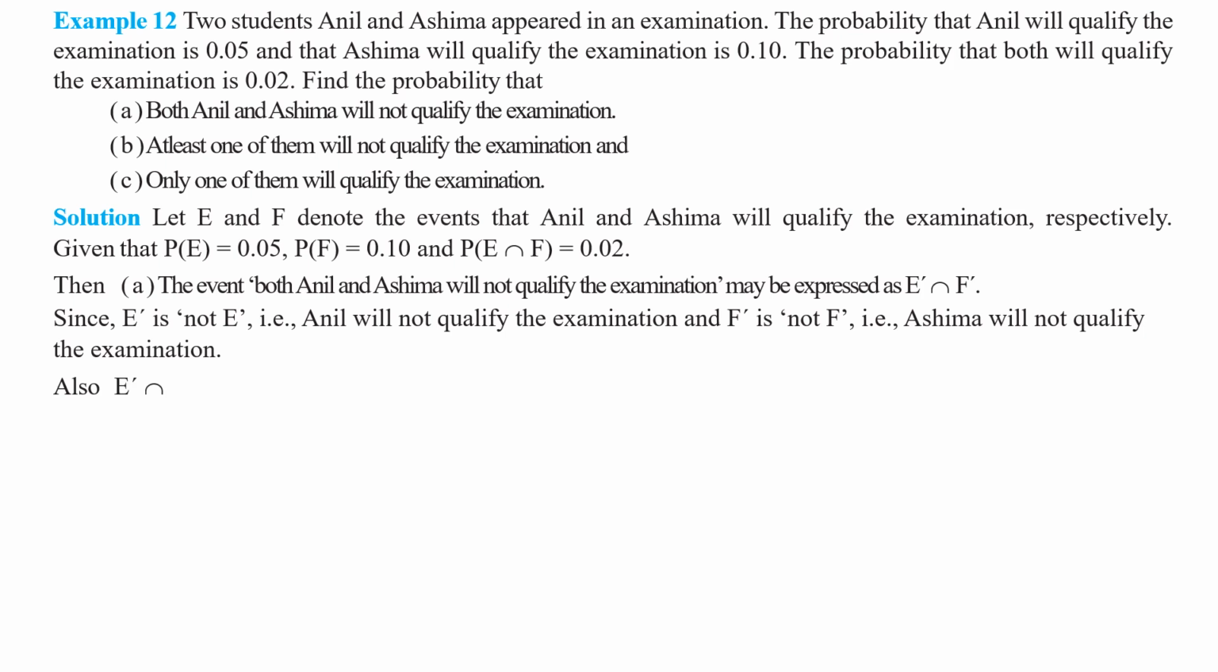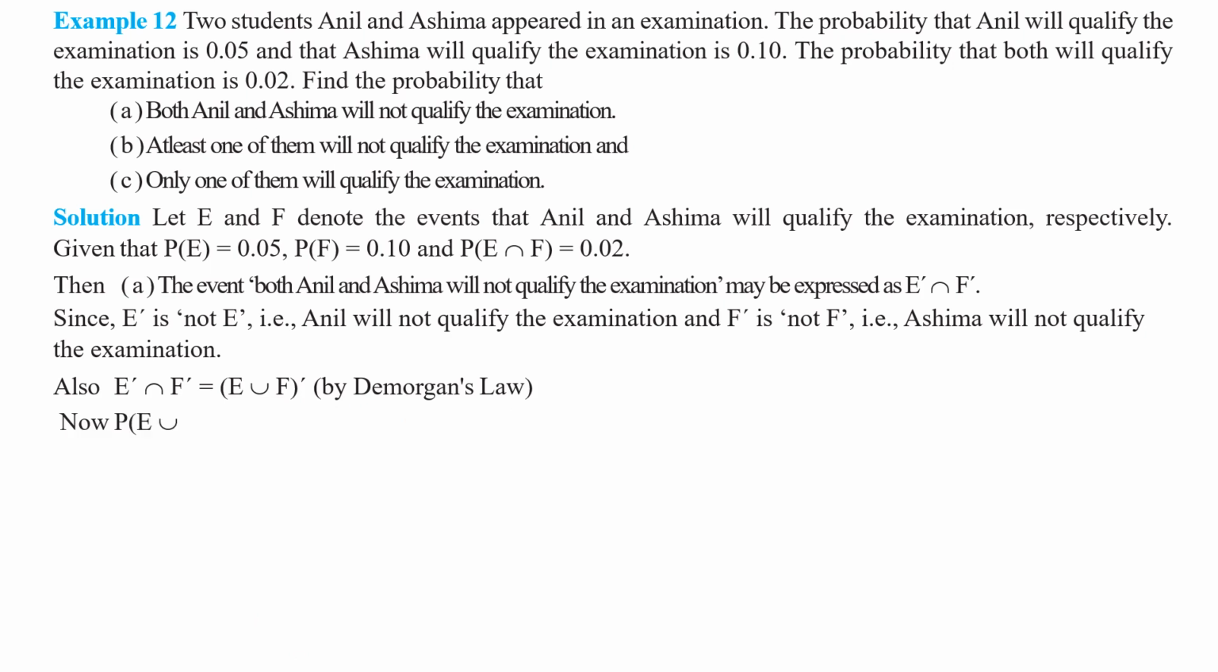Right. Also, E dash intersection F dash is equal to E union F whole dash by De Morgan laws. Here we use the previous knowledge of set theory. In the set theory, we have learned De Morgan laws. E union F whole dash is equal to E dash intersection F dash. Yes or no, my children? Right.